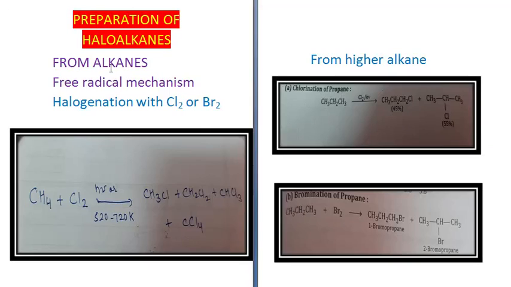Now the first method of preparation is from alkanes through free radical mechanism. In this, halogenation of alkanes is done with chlorine or bromine in presence of heat or light, which gives a mixture of mono, di and polyhaloalkanes. For example, when methane is treated with chlorine in presence of sunlight or 520 to 720 Kelvin temperature, you get a mixture of CH3Cl, CH2Cl2, CHCl3 and CCl4.